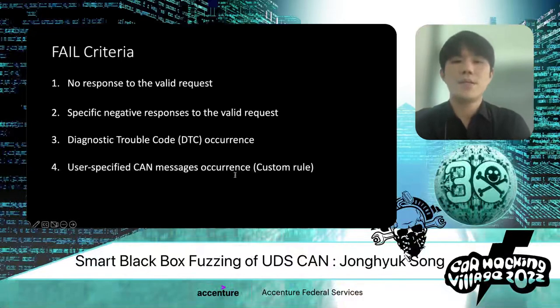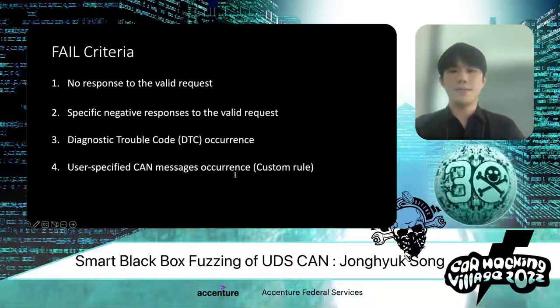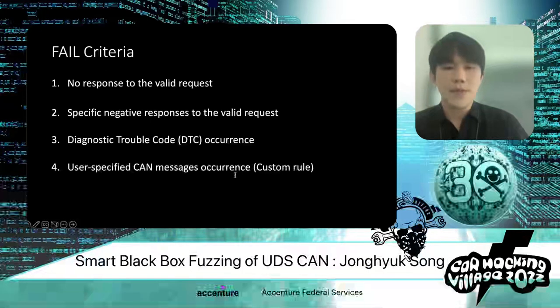Third one is diagnostic trouble code, which is DTC occurrence. Fuzzer periodically checks whether a DTC occurs. If a new DTC occurs, it reports a fail. Last one is user specified CAN message occurrence. If the tester specifies a certain CAN message as a fail, the Fuzzer reports fail when that CAN message occurs. So now I will describe the details of each criterion.